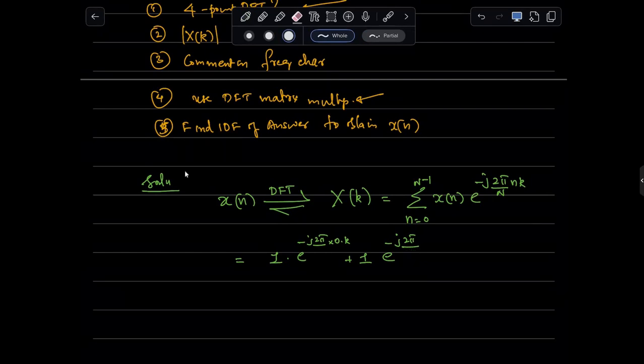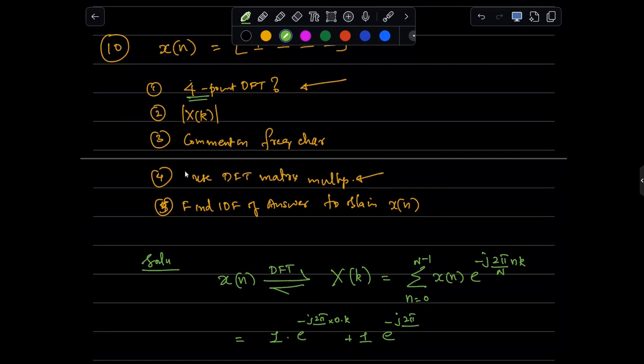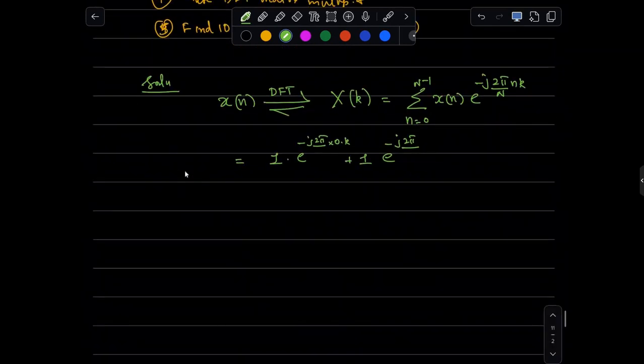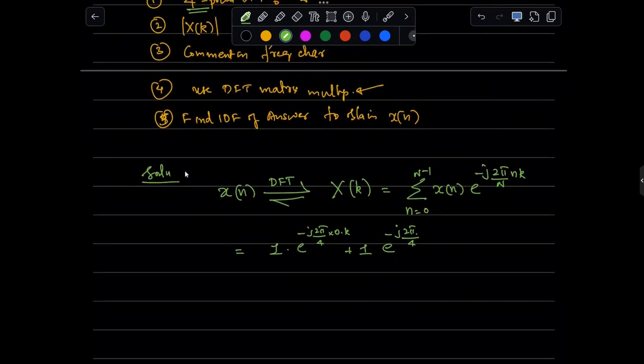I have to substitute the value of N. It is asked to find the 4-point DFT, so N equals 4. I will just put it as 4 here, 4 here. Then after 0, it is 1 into k plus 1 into e power minus j 2 pi over 4. Then instead of 1, it is 2 into k, plus, again the signal amplitude is 1 because all the amplitudes are 1, into e power minus j 2 pi over 4 into 2k. Next it is 3k. That's finished.